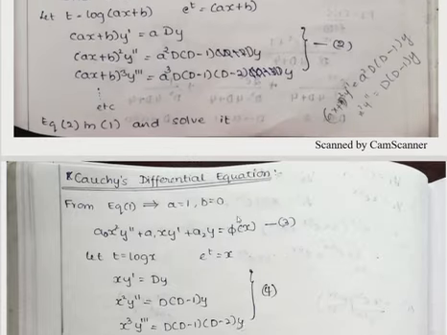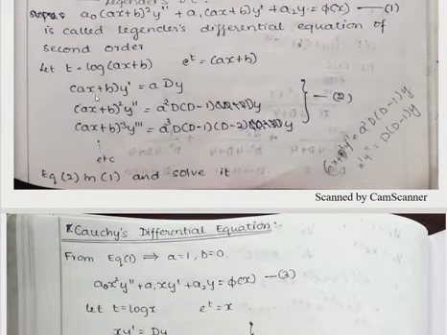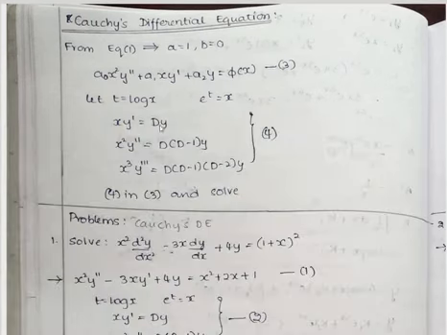Here you observe that in Legendre's differential equation we take a into the first derivative, a square for the second derivative, a cube for the third derivative. But in Cauchy's differential equation we don't take the coefficient of x. We directly write D y, D(D-1) y, D(D-1)(D-2) y.